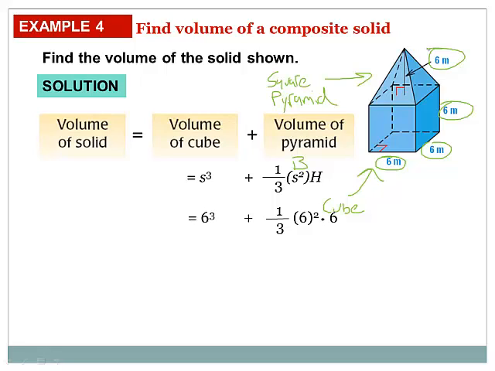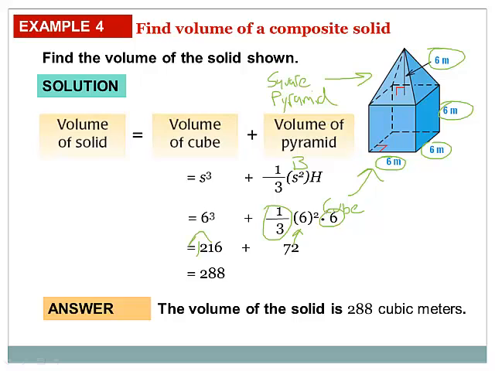We also know all the dimensions of the cube as well. So that's your S cubed. This part here, that's your S squared times the 1/3 times the height, and multiply it straight through and add, and you get 288 cubic meters for the end result. So in the real world you have composite figures like this, so this is a very useful skill. But again, just break it down into figures that you know, and apply the formulas to each one of those figures.